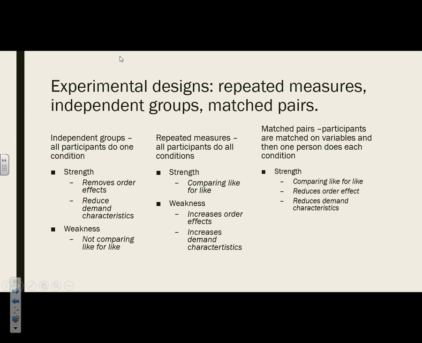Matched pairs, the strengths: they're comparing like for like. You're reducing order effects and you're reducing demand characteristics. Everybody is the same, they're matched in every way possible, technically. So you're comparing like for like, reducing issues with participant variables. However, it's also reducing order effects because you're only doing 1 condition, and it's also reducing demand characteristics because you're only doing 1 condition. Problems: time consuming, money could be better spent elsewhere potentially, and difficult to match on every quality, so you can't match somebody identically on every quality.